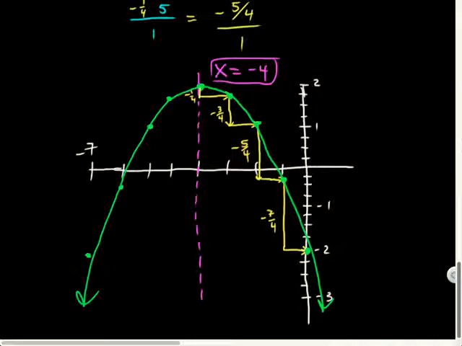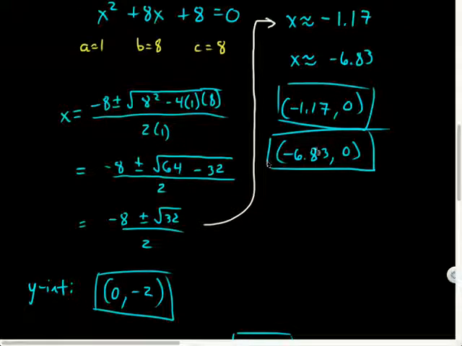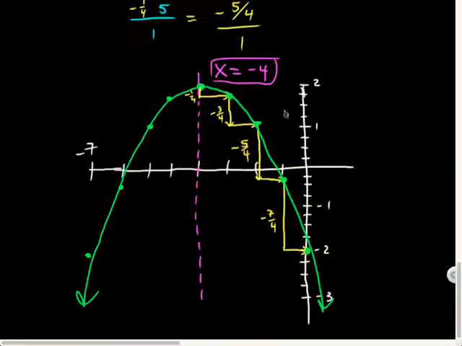Now let's see, what was my x-intercept? Didn't I get -1.17 and -6.83? Did I miscount? 4, 5, 6, yeah, I just miscounted, that's all. I'm a crazy person. So yeah, so here's -7.